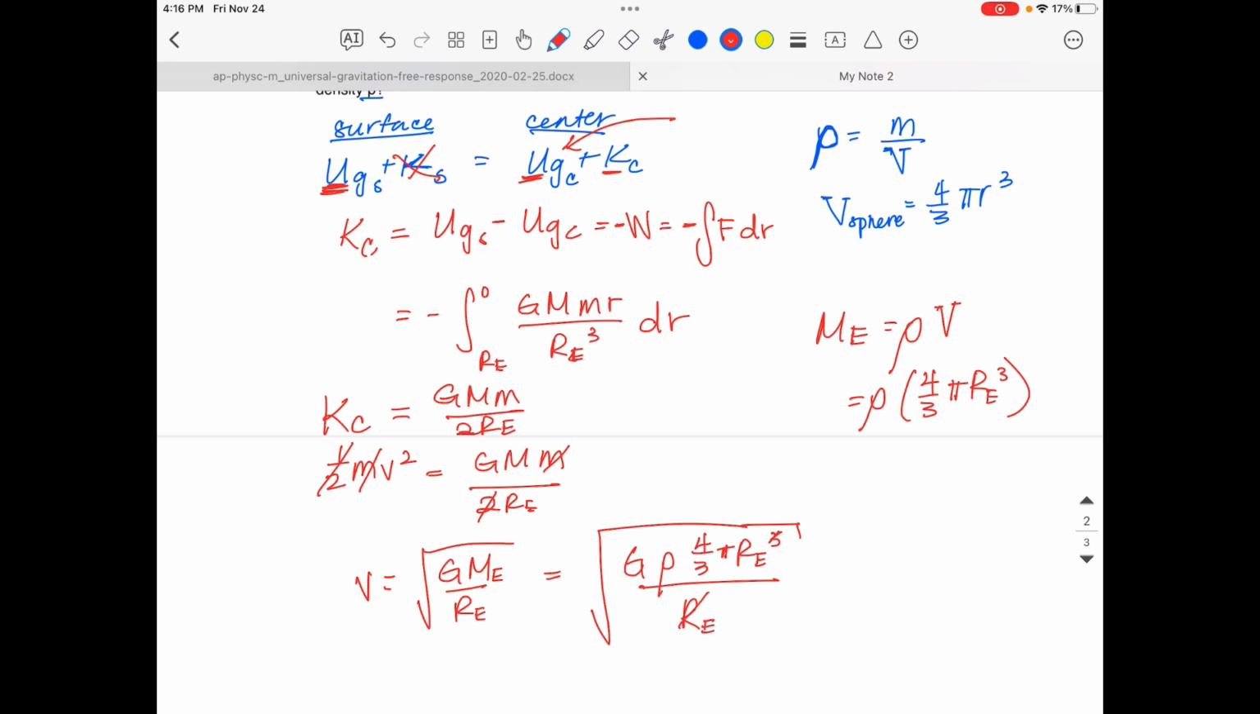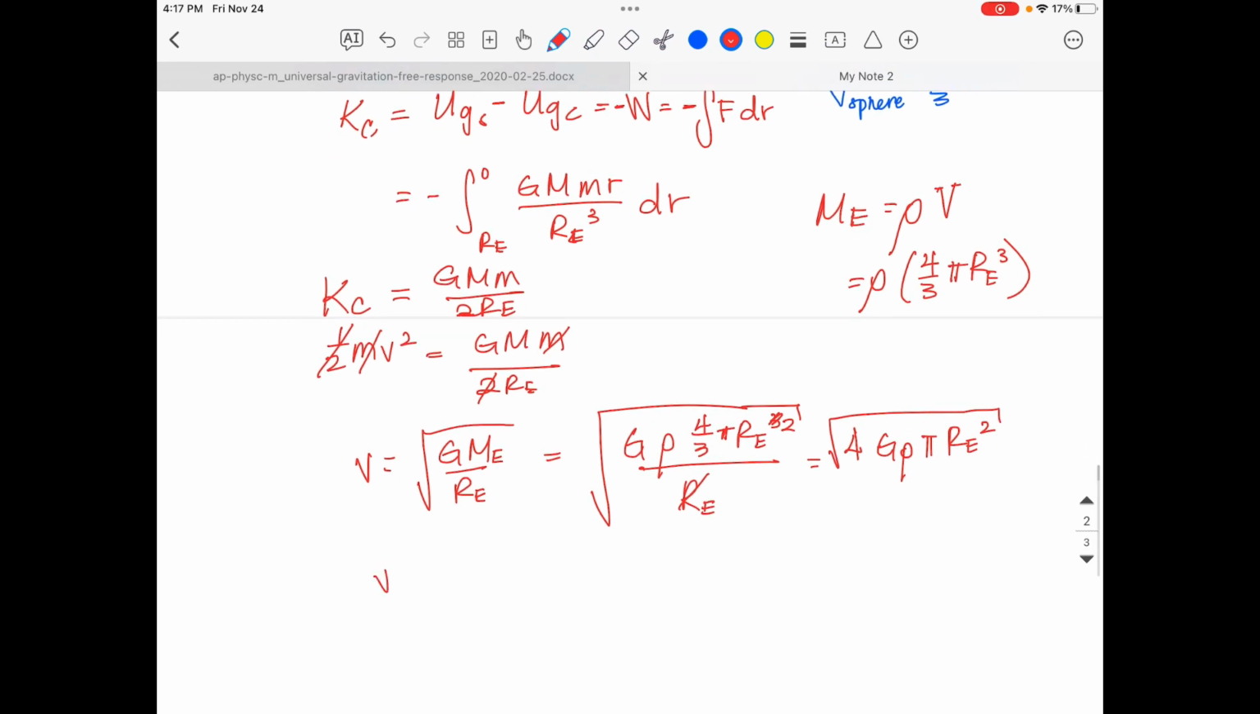And that simplifies down to 4/3 G rho pi radius of the Earth squared, should be a squared, all under the square root. And then we can pull out our squared values and have the square root of G rho pi. And, oh, we're missing the 3 in the denominator. And that would be your final answer.